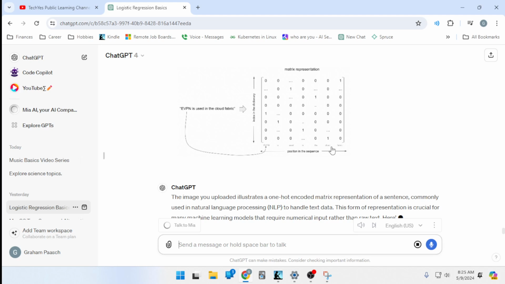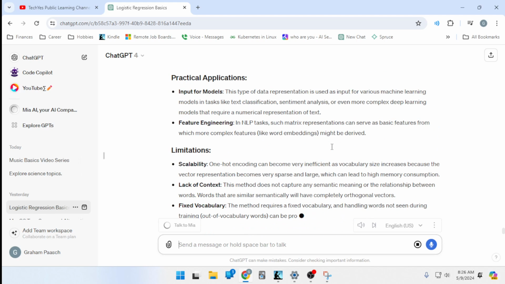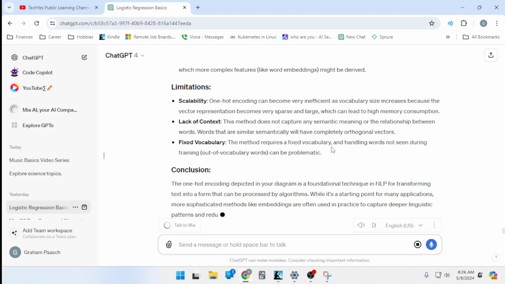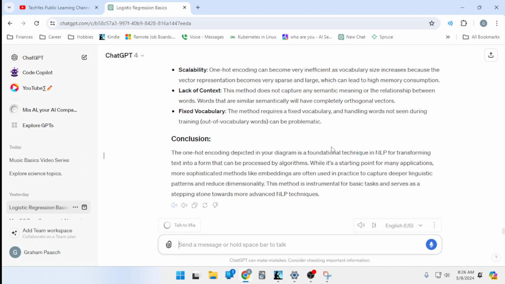The image you uploaded illustrates a one-hot encoded matrix representation of a sentence commonly used in natural language processing (NLP) to handle text data. This form of representation is crucial for many machine learning models that require numerical input rather than raw text. Here's a breakdown of the process and its implications. Components explained. Sentence: the sentence "EVPN is used in the cloud fabric" is broken down into individual words. Matrix representation: each row of the matrix represents one word from the sentence. Each column corresponds to a position in the vocabulary of the text corpus, which in this case is likely limited to the unique words in the sentence itself. A 1 in a column indicates the presence of that word at that position in the sentence, making this a one-hot encoding where each word is represented as a vector of zeros with a single one.